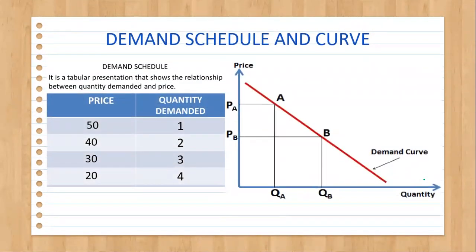So this is the demand schedule. Schedule basically means the tabular representation of the data, and curve is the diagram. So we know that the demand curve is a downward sloping straight line curve.